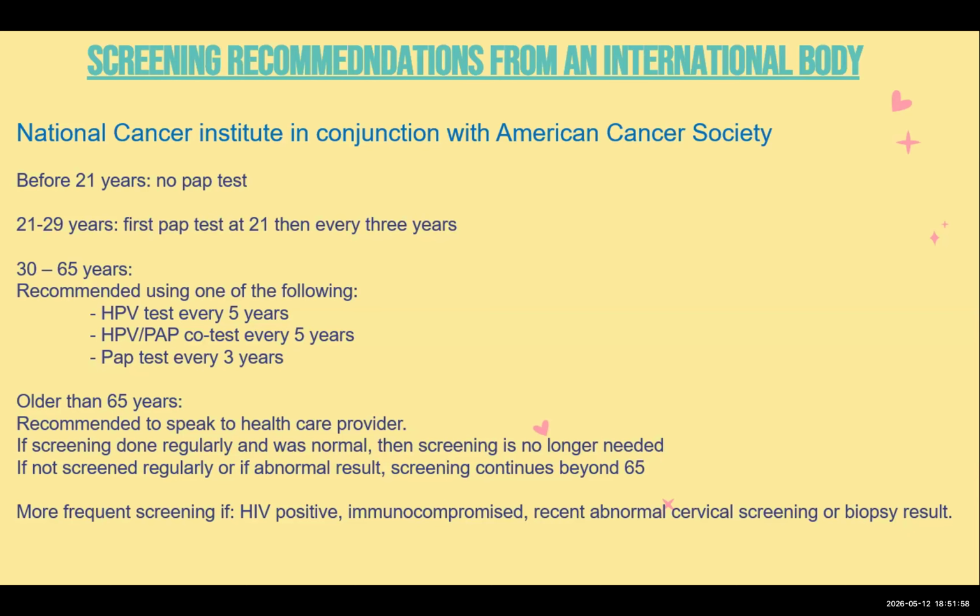So if screening was done regularly and all the screening was normal, then screening is no longer needed. But if the patient was not screened regularly and there were abnormal results, then screening actually continues beyond 65 years. There is also more frequent screening if the patient is HIV positive, if they are immunocompromised, or if they ever had a positive biopsy.